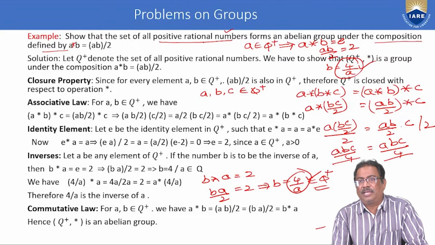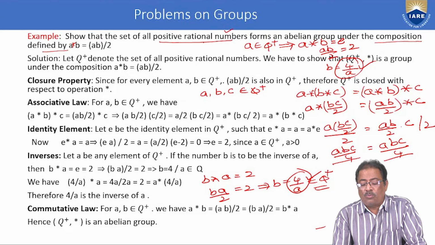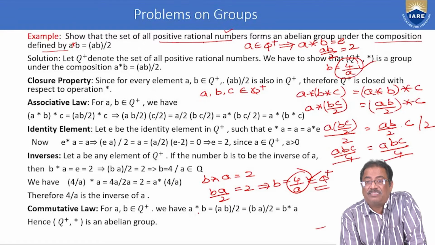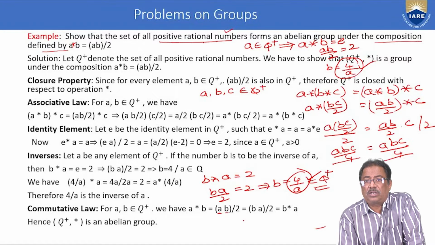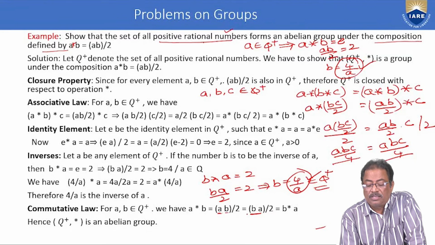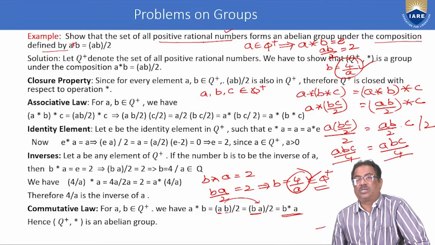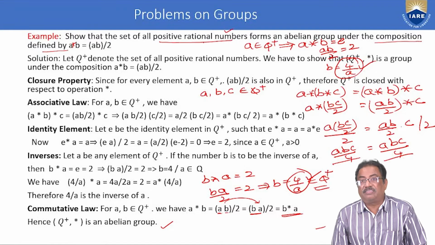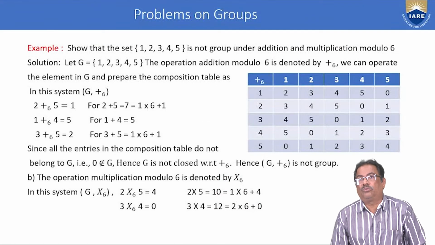So we can say that Q plus comma star is a group. And now we have to verify whether it is an abelian group or not. So now we have to prove that A star B is equal to B star A. A star B is equal to AB by 2. A is a positive rational number and B is also a positive rational number, so the product of two rational numbers can be written as BA. AB is equal to BA. So I am going to convert it as BA by 2. So this is nothing but B star A. So it satisfies the commutative law. So we can say that this is an abelian group.